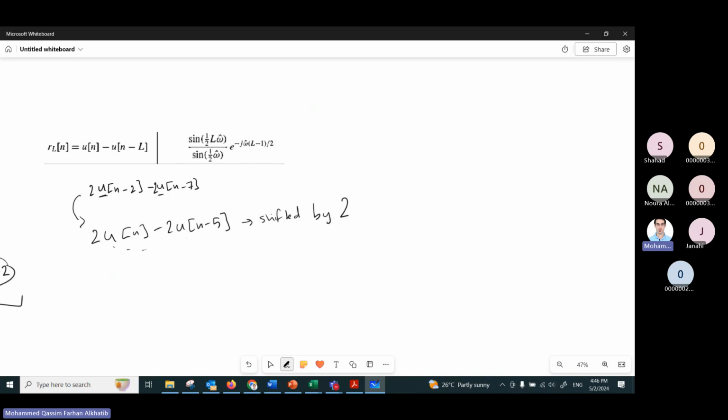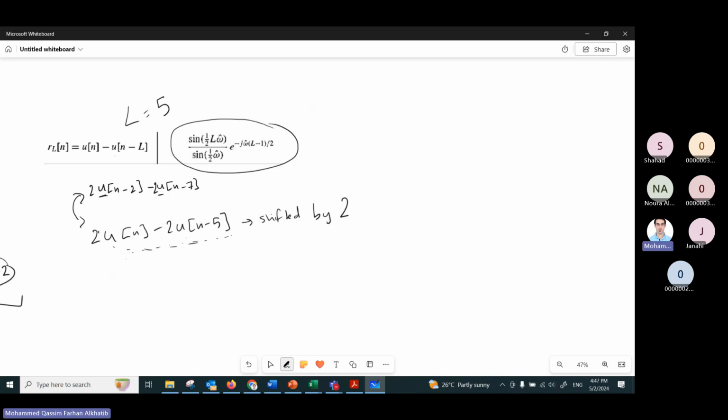This is my original function, but it was shifted by 2, which gave me this expression. Now I know when I do shifting in the time domain, I'll do scaling multiplied by an exponent in the frequency domain. So let's find the frequency domain first. This one here is similar to this one, but I can find that L equals 5. So in my example, L equals 5. Immediately, I'll just copy this expression as it is and substitute L equals 5.